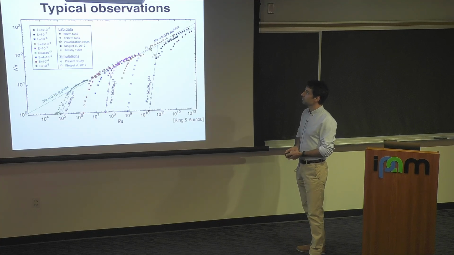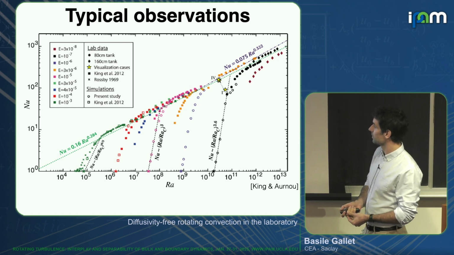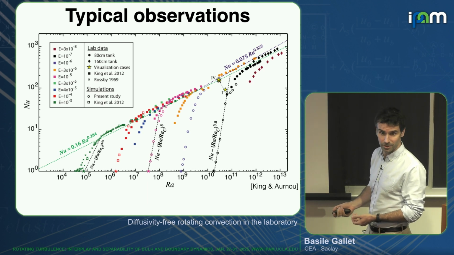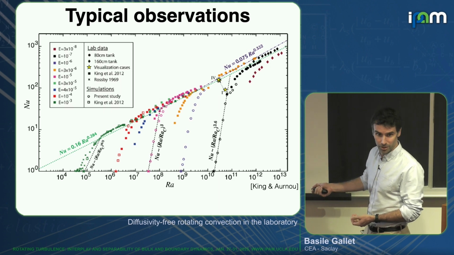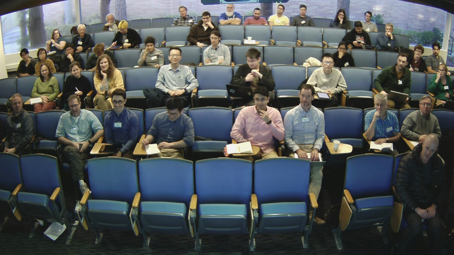Okay, so what are typical observations? Wow, that's John Chang. This one is not Cheng, yeah? It's not King and Ornu? It is, yeah. Oh, it's Johnny Chang. Okay, all good, sorry about that.